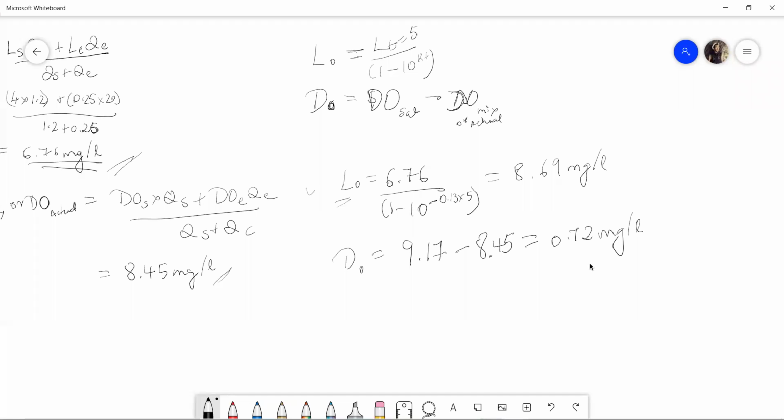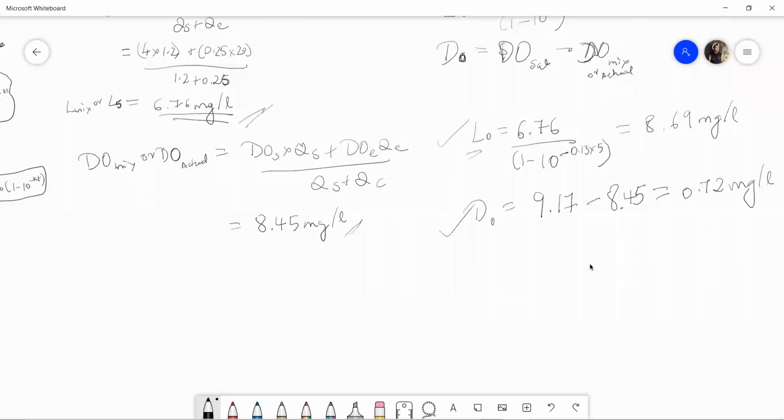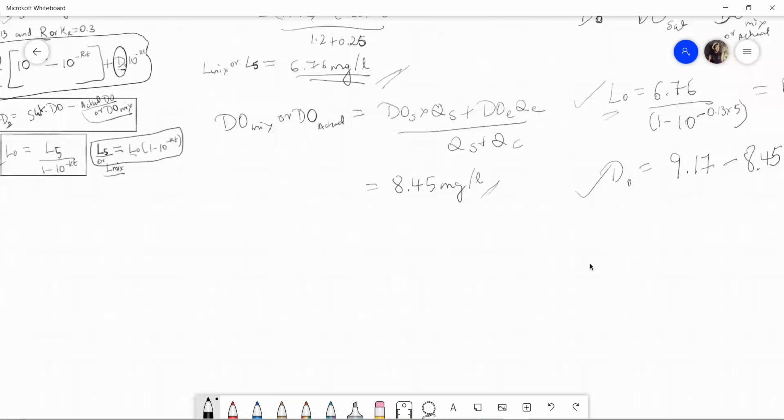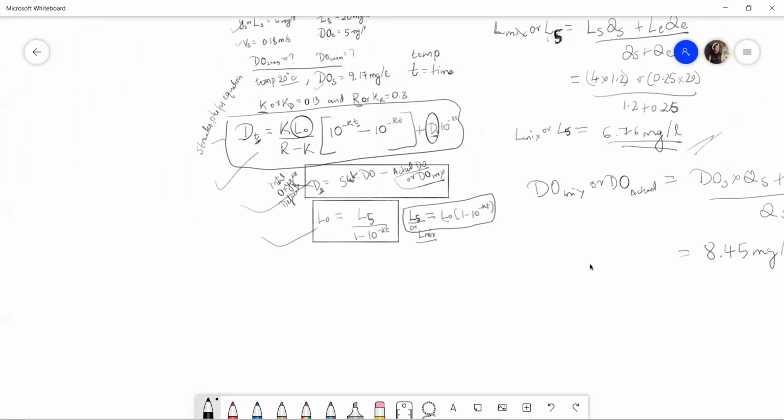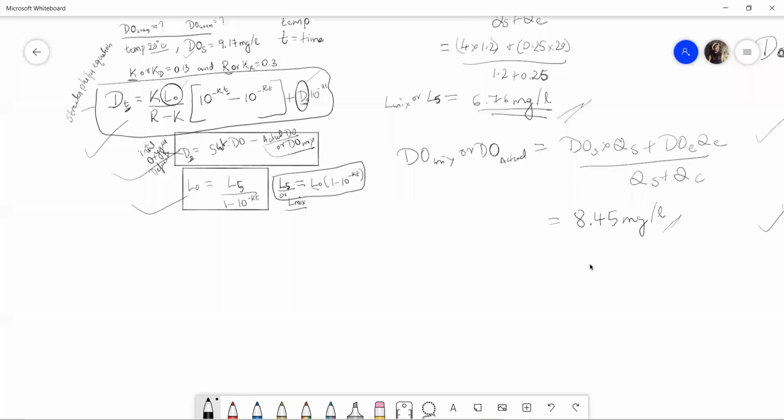Now you know L naught, you know D naught, you know the time, right? You know the velocity now, right? For now, you know the following things, so this is the formula we have to apply. The Streeter-Phelps equation is there. So we know L naught, D naught, and the duration, that is the time required, which we have to find out, for 20 kilometers as well as 40 kilometers.